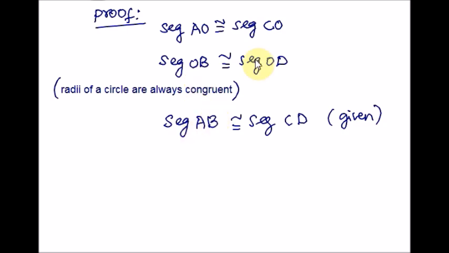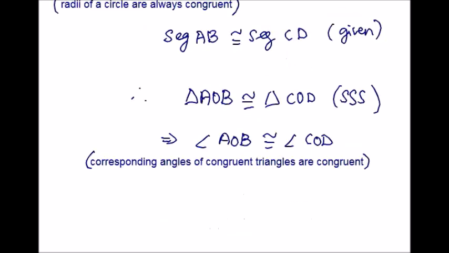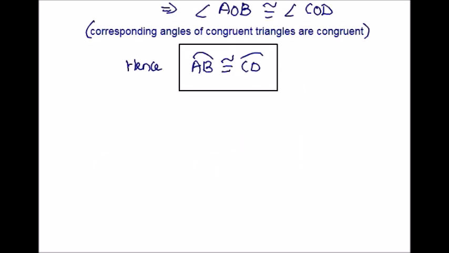So these are the three sides of the triangle. Am I right? Side, side, side. So by the side, side, side postulate, you can say that triangle AOB is congruent to triangle COD. Do you agree with me? If the triangles are congruent, then you can easily say that angle AOB will be congruent to angle COD, because the corresponding angles of congruent triangles are also congruent. Hence arc AB will be congruent to arc CD. Hope you are clear with the statement and proof of the theorem.